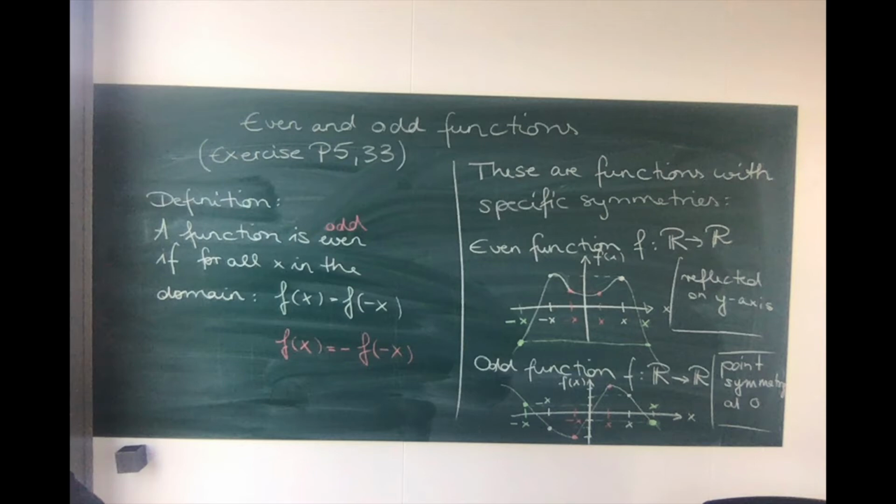An odd function has this extra minus. So for the red x, if this is, let's say, 3, then for the minus red x, the function value should be minus 3. It's just like for the even function, but instead of going up, we should go down on the other side of the y-axis. And that is nothing else than a point symmetry around the origin, around 0.